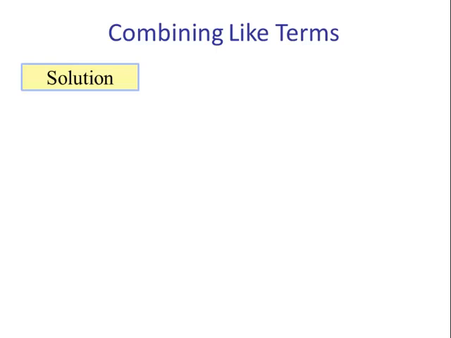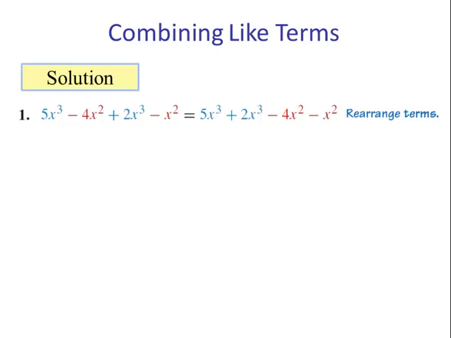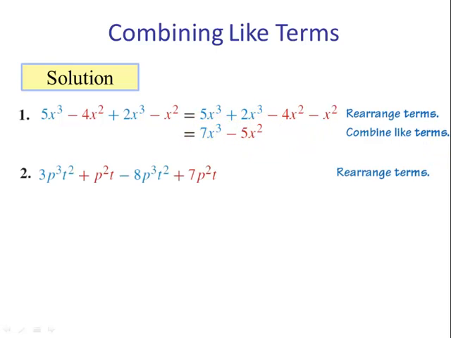Solution. Number 1, one way of combining like terms is to regroup where you have like terms together with like terms. So if you notice here, we have the x cubes together. So now we add the coefficients. And here we have the x squared terms, and we add the coefficients. And we would end up with 7x cubed minus 5x squared. Now we can't add these two together because this has a power of 3, this has a power of 2. So this is simplified.